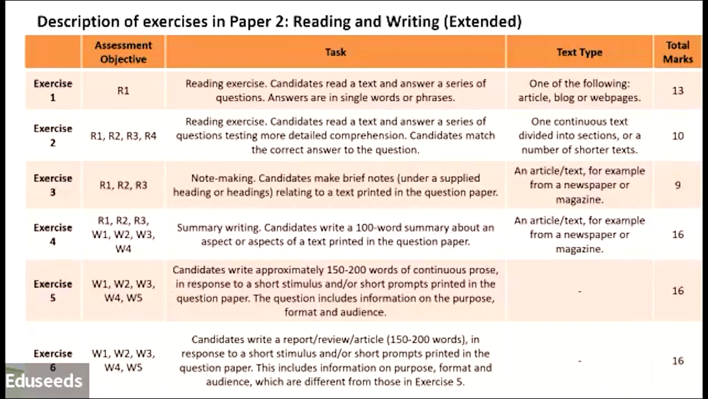For exercise 6, you will write a report, an article, or a review in response to a short stimulus or short prompts given in the question paper. This includes information on why you are writing it, your purpose, format of your writing, and the audience, which are very different from exercise 5. This also has been given 16 marks and 2 sections, 8 marks, 8 marks. All right, moving on to the next slide.